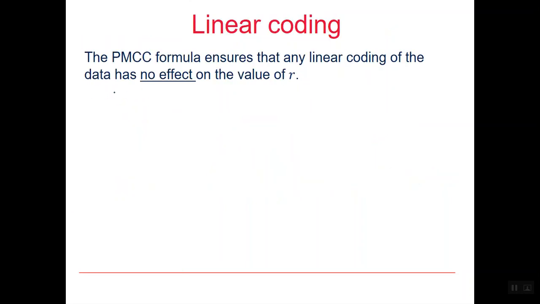The PMCC formula ensures that any linear coding of the data has no effect on the value of R. This is a very important result. So say for example we've measured some length in centimetres and found R, and we change all our units to metres, then R will still remain unchanged, exactly what we would want.